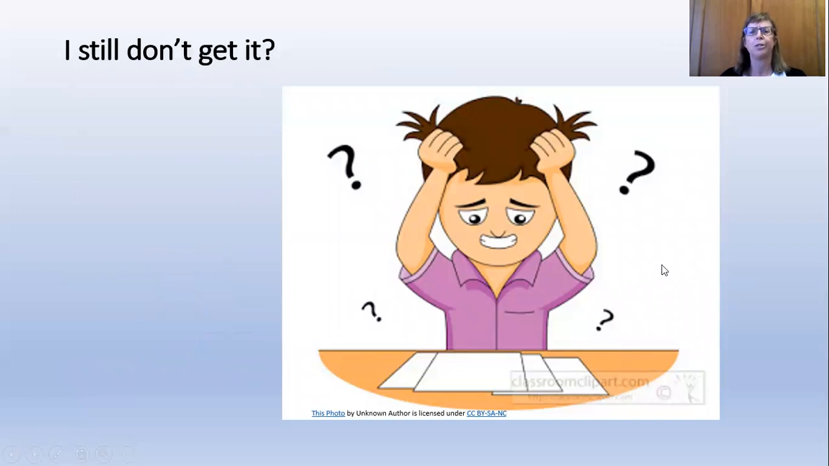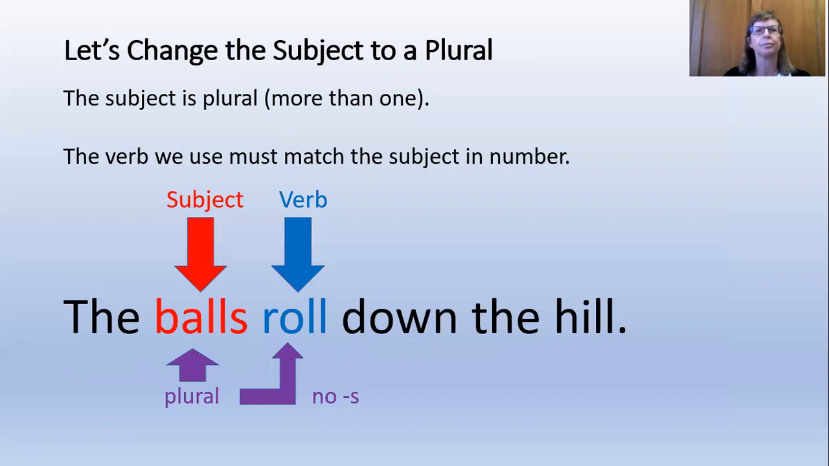And I don't blame you if you still don't get it, because I think to make this make more sense, we need to look at what happens when the subject is plural, when there's more than one. So let's change the subject to a plural. When there's more than one ball, the verb we use must match the subject in number. So the balls roll down the hill. Now our subject is still balls because that is what is doing the rolling. But now you can see that our verb doesn't have an S on the end. The balls roll down the hill.